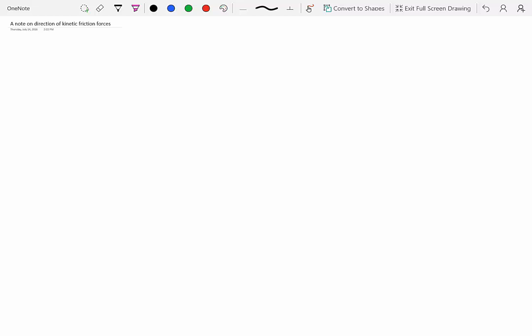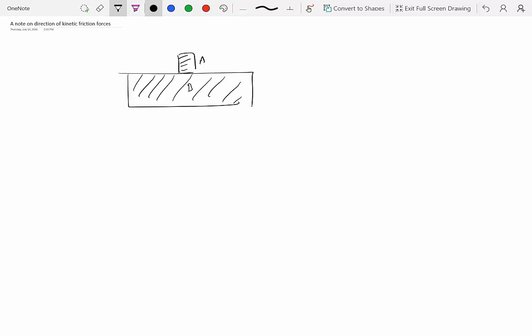I want to draw your attention to an important property of the direction of kinetic friction forces. That's something that stumps students sometimes, so I want to talk about that. Let's say we have an object, we'll call it A, and this object is resting on another object B.